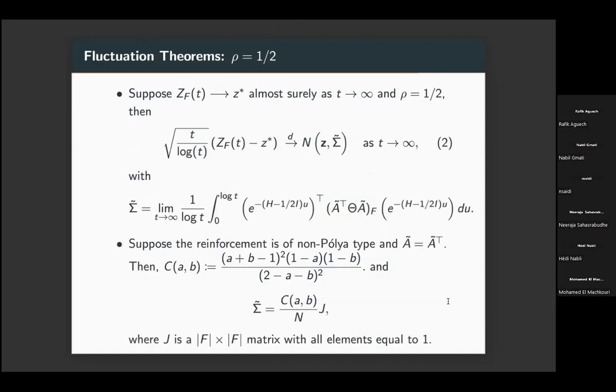Similarly, for rho equal to half, I can write down a fluctuation theorem with the same scaling that David Freedman got in 1965: root t over log t. Equation 2 converges to normal 0 and sigma tilde. Sorry for the typo. And again, when your scaled adjacency is symmetric, you can simplify the limiting variance, and it actually looks quite nice in this case.